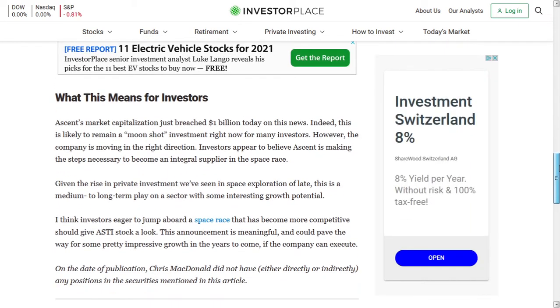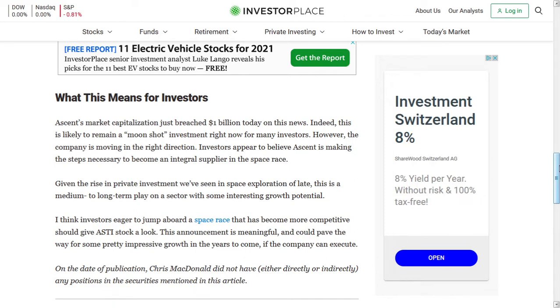Okay, Ascent's market capitalization just reached $1 billion, and it's now slightly below that. And indeed, this is likely to remain a moonshot investment right now for many investors. However, the company is moving in the right direction. Investors appear to believe Ascent is making the steps necessary to become an integral supplier in the space race. Given the rise in private investment we've seen in space exploration of late, this is a medium to long-term play on a sector with interesting growth potential.